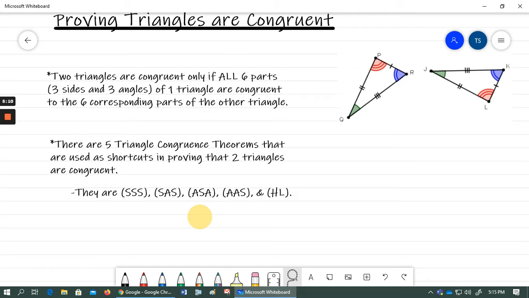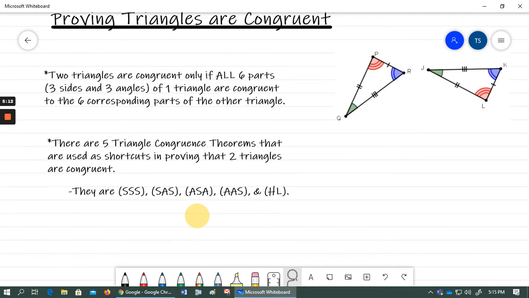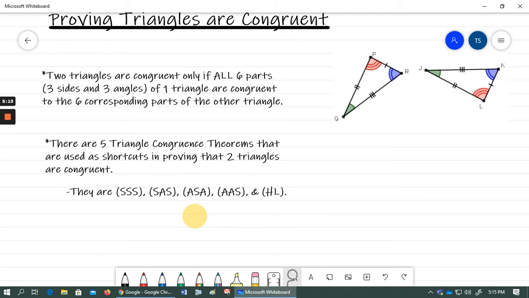That's really all that I want to do with this, showing you how we can use these 5 triangle congruence theorems to prove that 2 triangles are congruent. We're going to look at a whole lot of examples, or at least enough examples to make sure that you get a pretty good idea of how we use these things and how we do this.